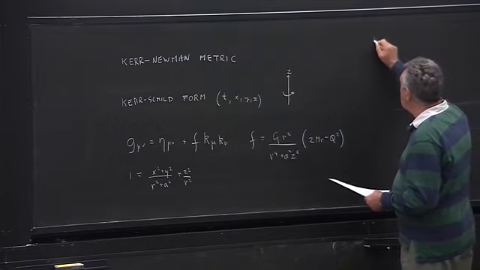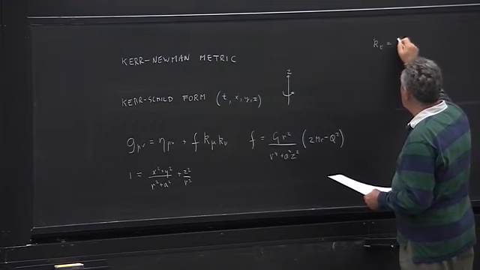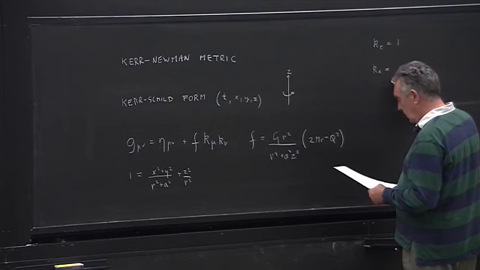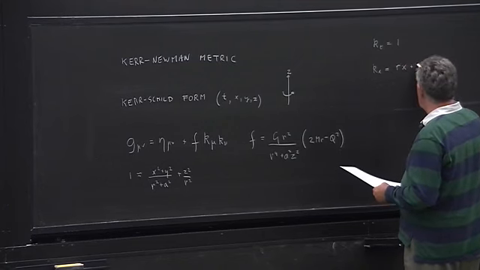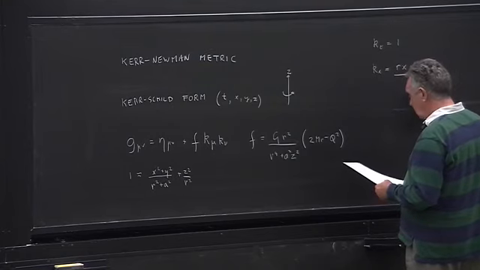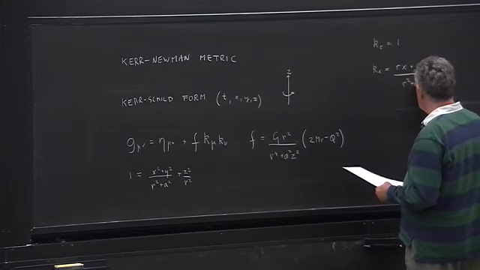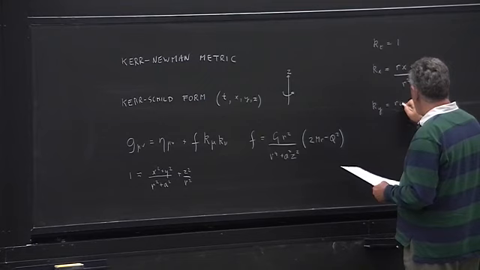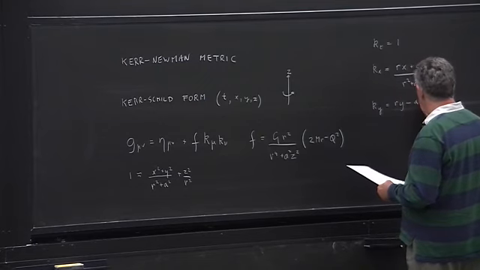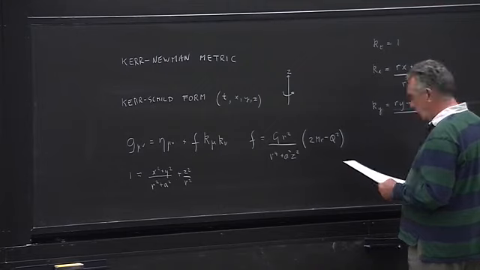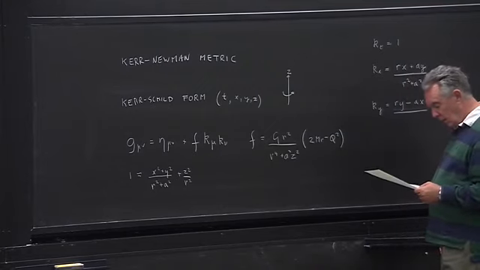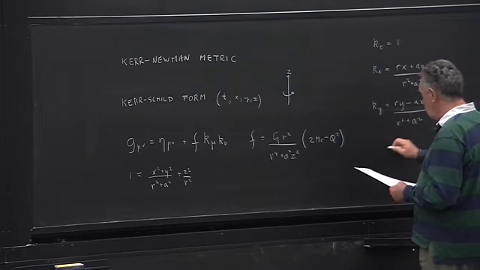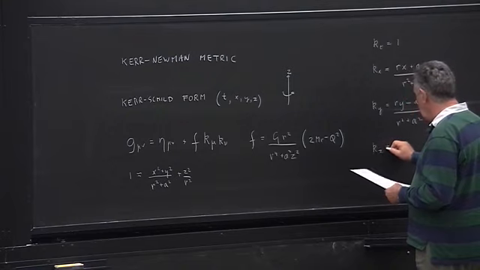Now, what are k mu? The time component of k is 1. The x component is rx plus ay over r squared plus a squared. The y component is ry minus ax over r squared plus a squared. Curious that there's a sign difference there, but I think I wrote it down correctly. And the z component is z over r.